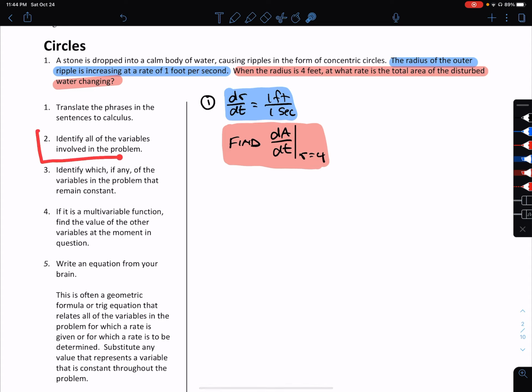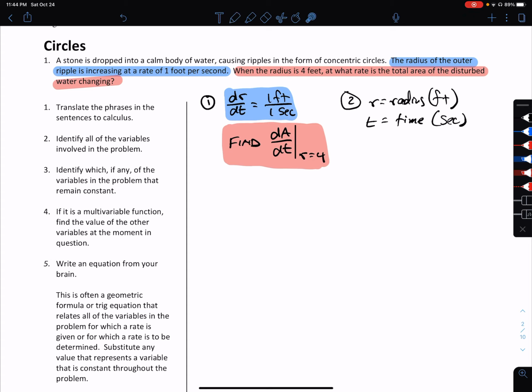Number 2, identify all the variables involved in the problem. Well, just looking at these letters, I have R is for the radius, and those units are in feet. T is for time, and those units are in seconds. A is for area. Now, if the radius is in feet, that means this area is going to be square feet.